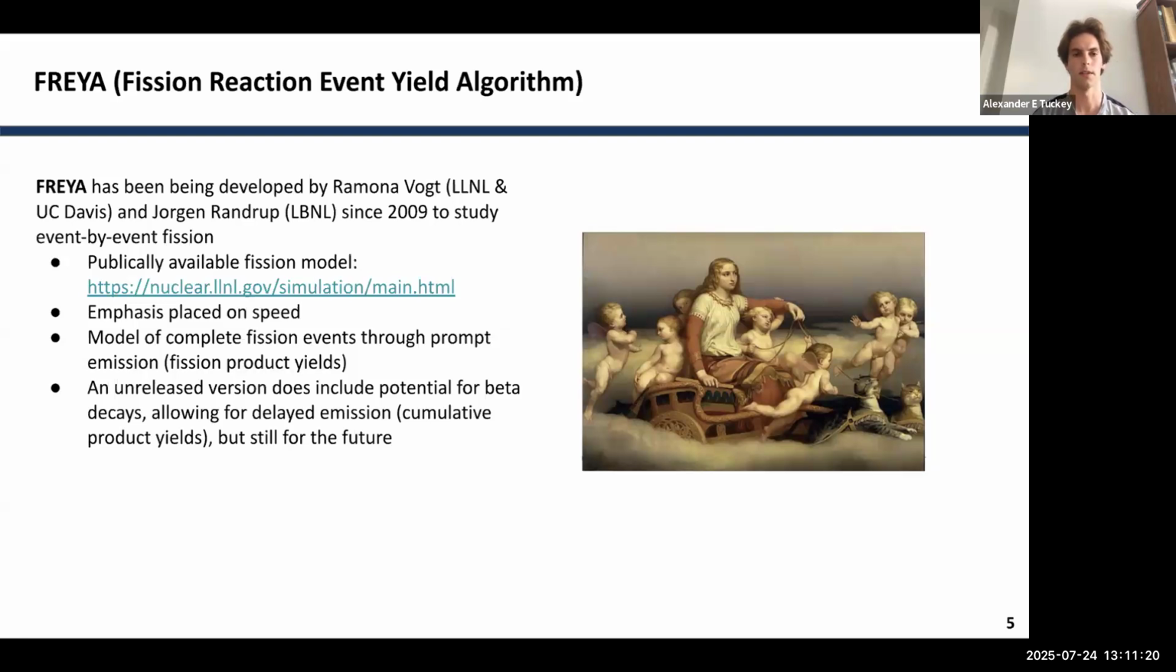And Ramona and Jørgen put a large emphasis on speed so that we can generate complete fission events very quickly, large samples of them. So FREYA currently only models fission through prompt emission, giving us our fission product yields. But there is work being done to include delayed emission processes like beta decays. And this would give us our cumulative product yields. But this is an unreleased version, so still for the future.